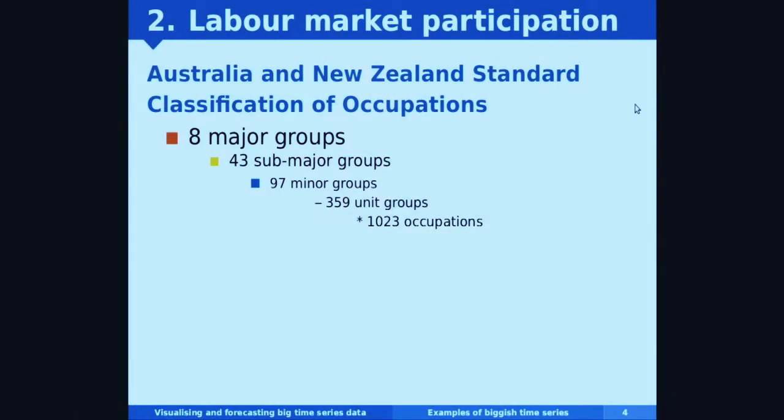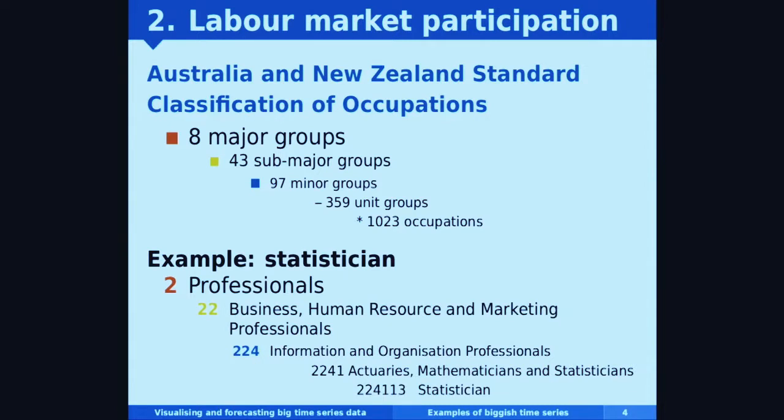Then we have examples of labour market participation. The Australian government likes to forecast the number of people we need in different occupations in Australia. There's about 1,000 different occupations in their classification. For example, statisticians are classified under professionals. There's eight major groups, professionals is one of them.